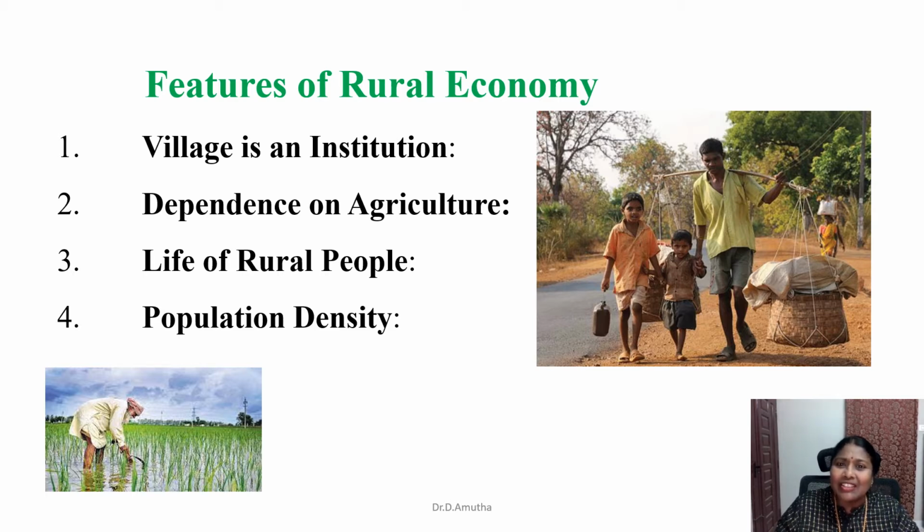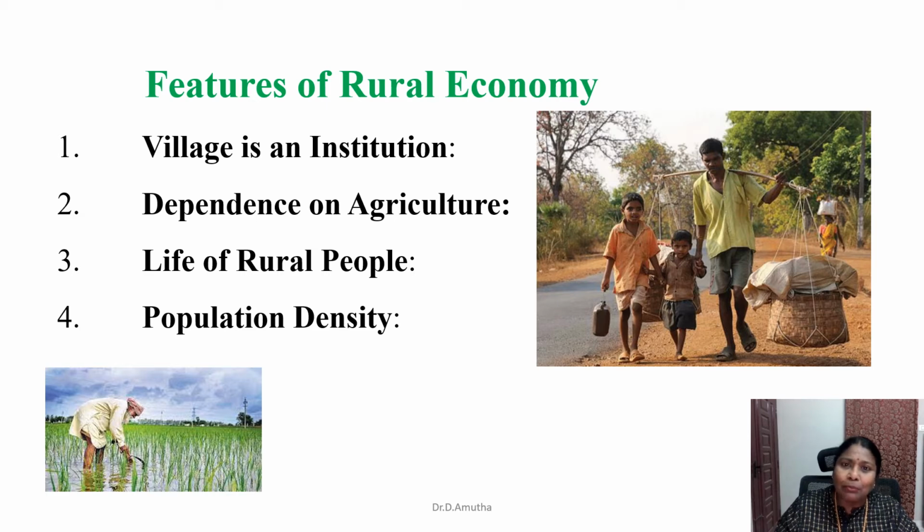The first characteristic of rural economy is that the village is an institution. The village is the primary institution and it satisfies almost all the needs of the rural community. The rural people have a feeling of belongingness and a sense of unity towards each other. Dependence on agriculture. The rural economy depends much on nature and agricultural activities. Agriculture and allied activities are the main occupation in rural areas.